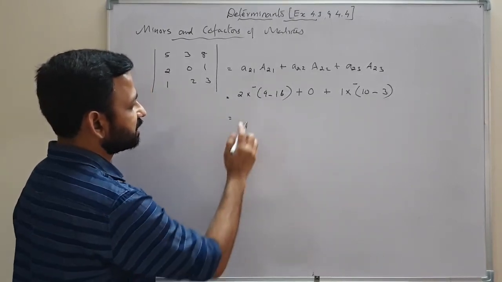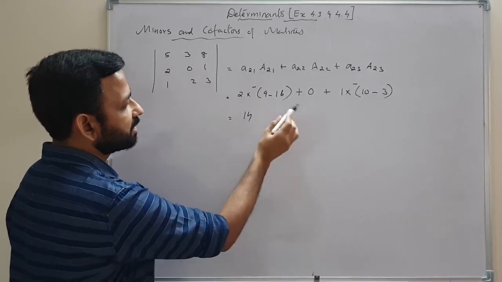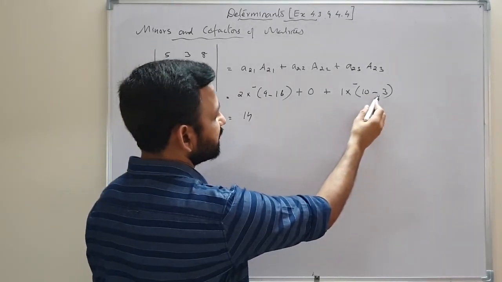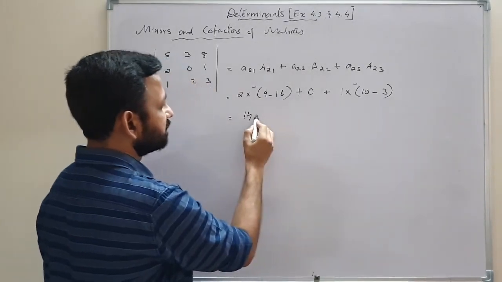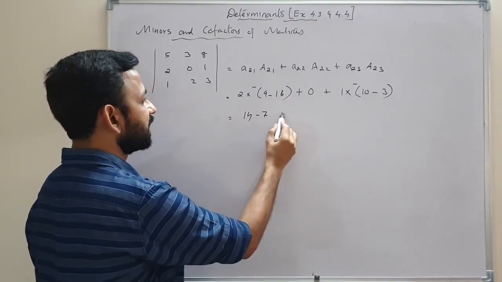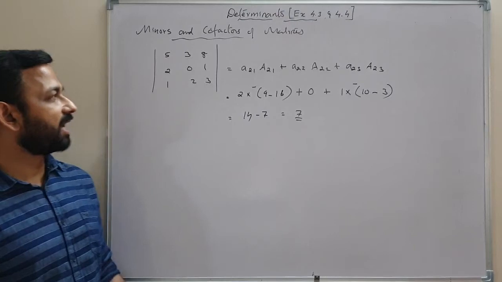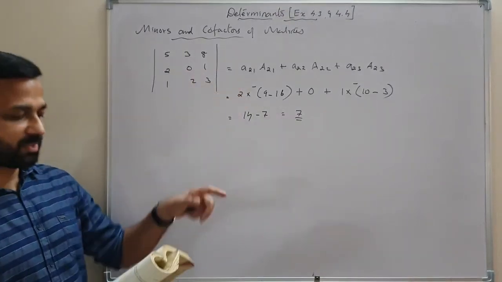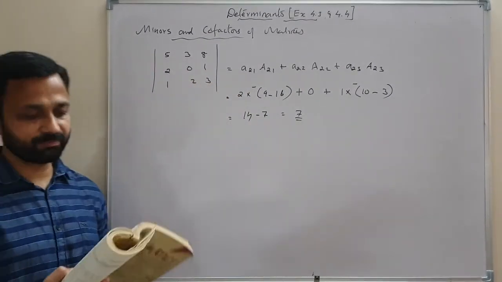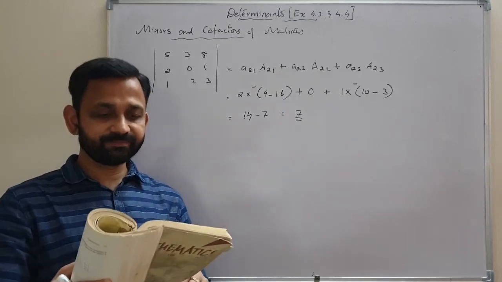Now 9 minus 16, minus 7, into minus, that is plus 14. Then here 10 minus 3, 7, minus 7. So the answer will be 7. So this is the value of the determinant by using cofactors of second row.